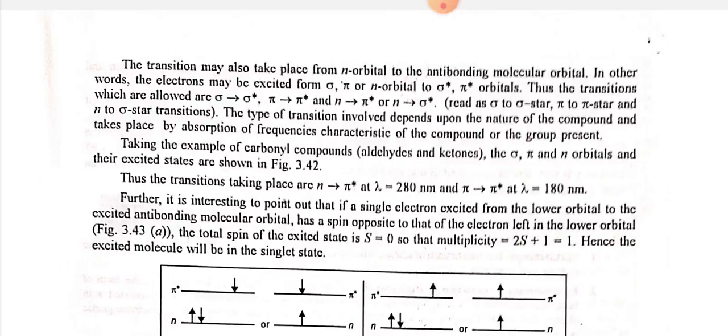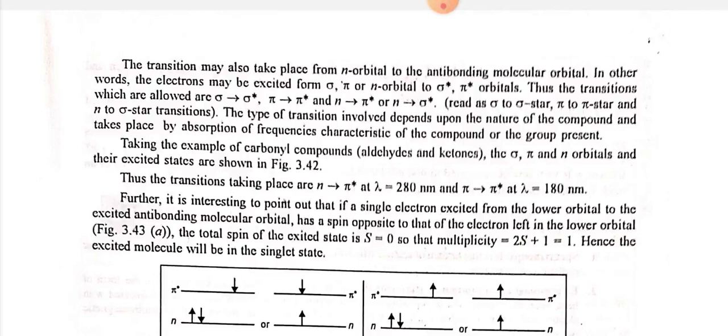The transition may also take place from an n orbital to the antibonding molecular orbital. In other words, the electrons may be excited from a sigma, pi or n orbital to the sigma star and pi star orbitals. Thus, the transitions allowed are sigma to sigma star, pi to pi star, n to pi star, and n to sigma star. The type of transition involved depends on the nature of a compound and takes place by the absorption of a frequency characteristic of a compound or a group present.